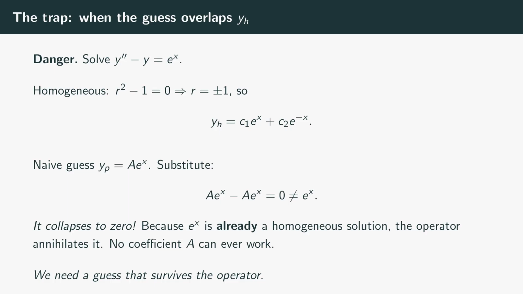What went wrong? The guess e^x is already a homogeneous solution. The operator was built precisely to send it to 0, so it annihilates our guess before any coefficient gets a chance. Whenever your guess overlaps the homogeneous solution, the plain table fails. We need a modified guess that survives the operator.